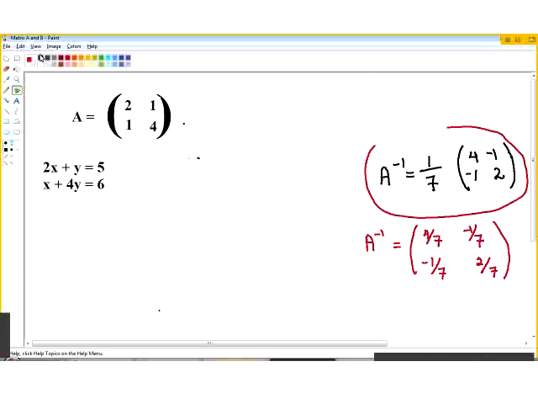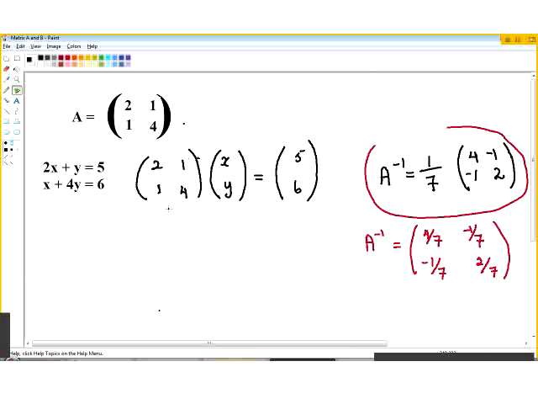So we take the simultaneous equation and represent it in matrix form, and you realize we get 2, 1, 1, 4, multiplied by x y, is equal to 5, 6. So we have taken our simultaneous equation and represented it in matrix form.